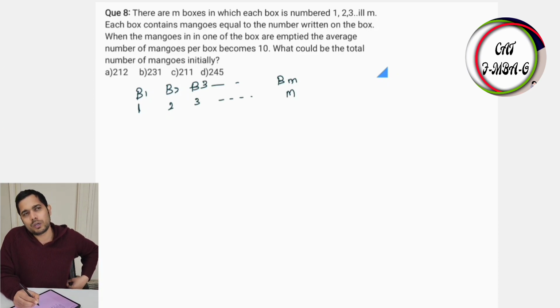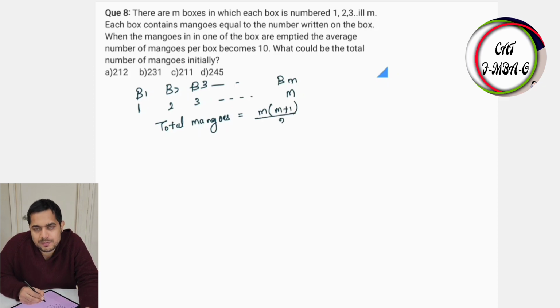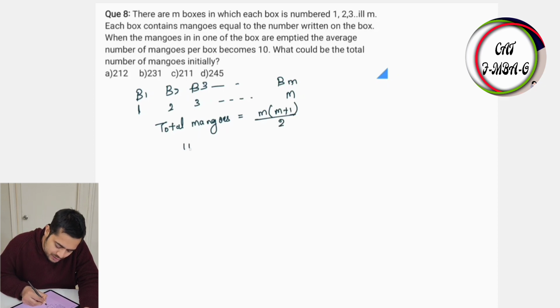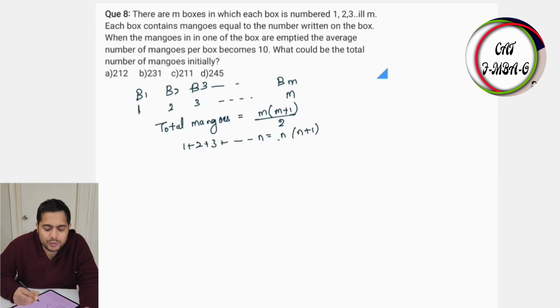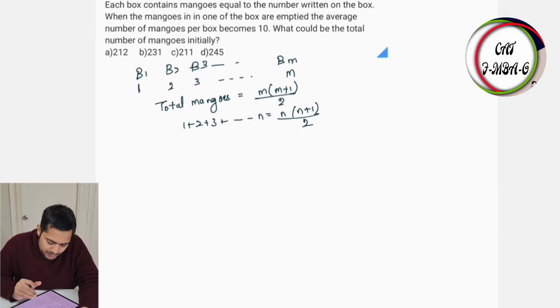Perfect. So what is the total number of mangoes till now? Total number of mangoes is m into m plus 1 by 2. How I got this? You must be knowing that 1 plus 2 plus 3 plus till n is equal to n into n plus 1 by 2. If you do not know this, I would suggest you to remember this. This is a very important concept and it comes fairly usable in arithmetic questions in MBA entrance exams or especially CAT. So total number of mangoes is m into m plus 1 by 2.